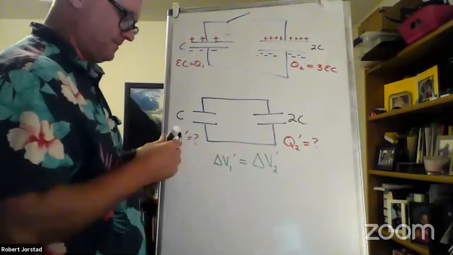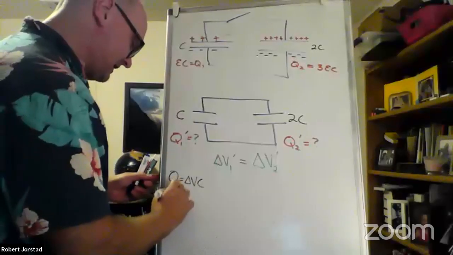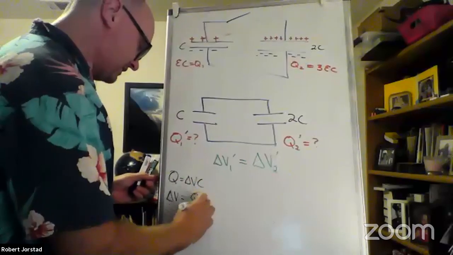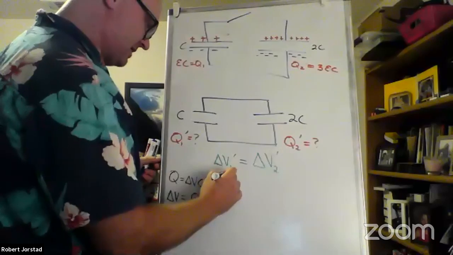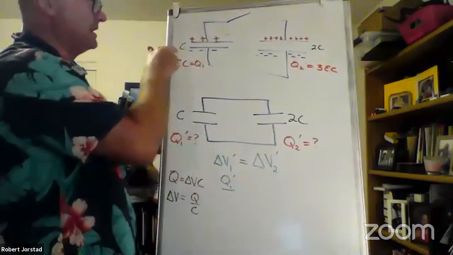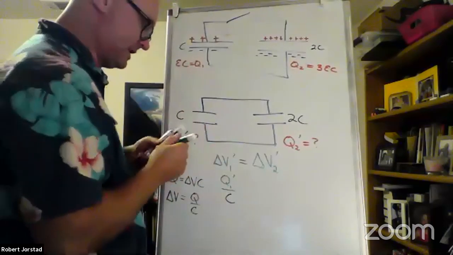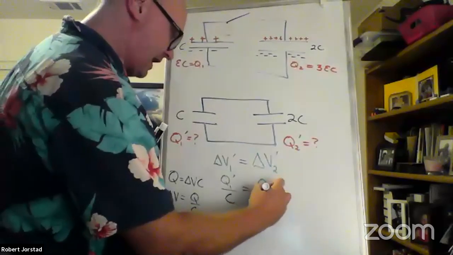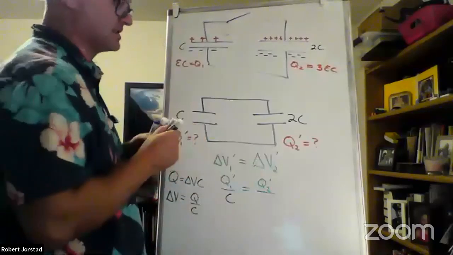Next, I know Q equals delta V C. So I know that Q equals delta V C. So that tells me that delta V is equal to Q over C. So I'm just going to use that information right here. This would be Q1 prime over, I think that one is C. And this one over here would be Q2 prime over 2C, because this one was 2C.